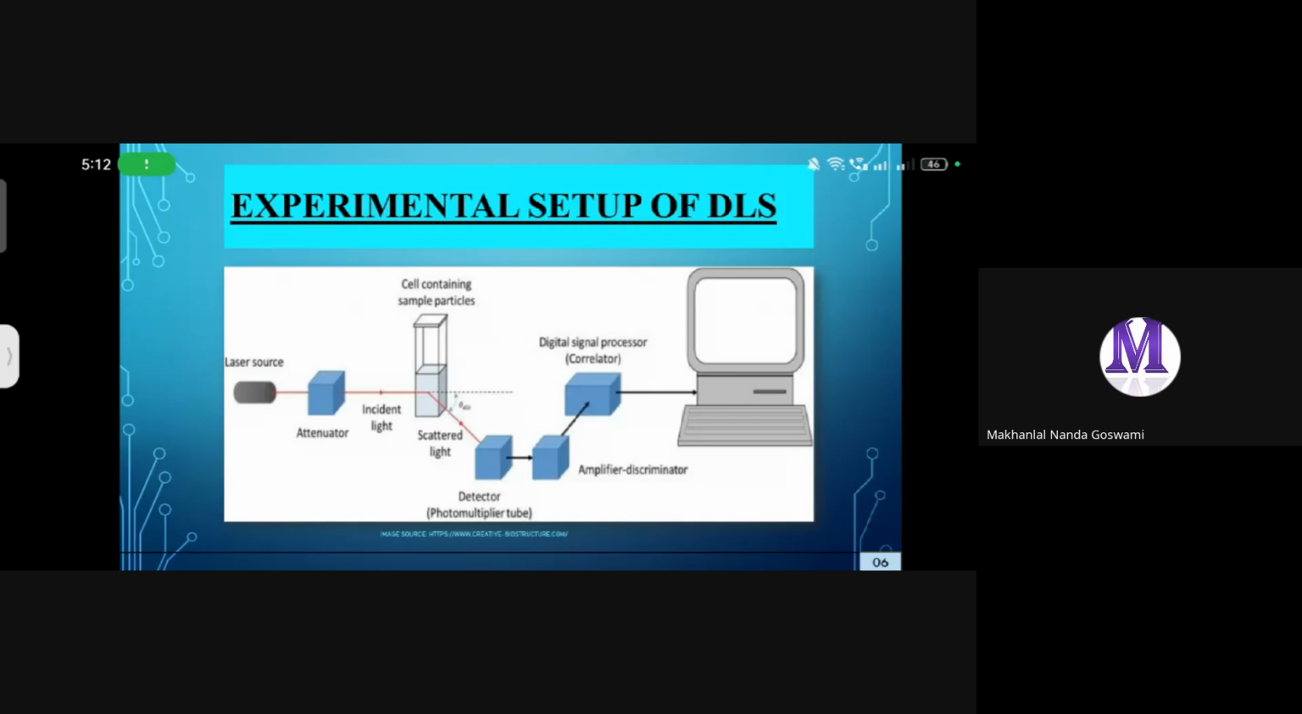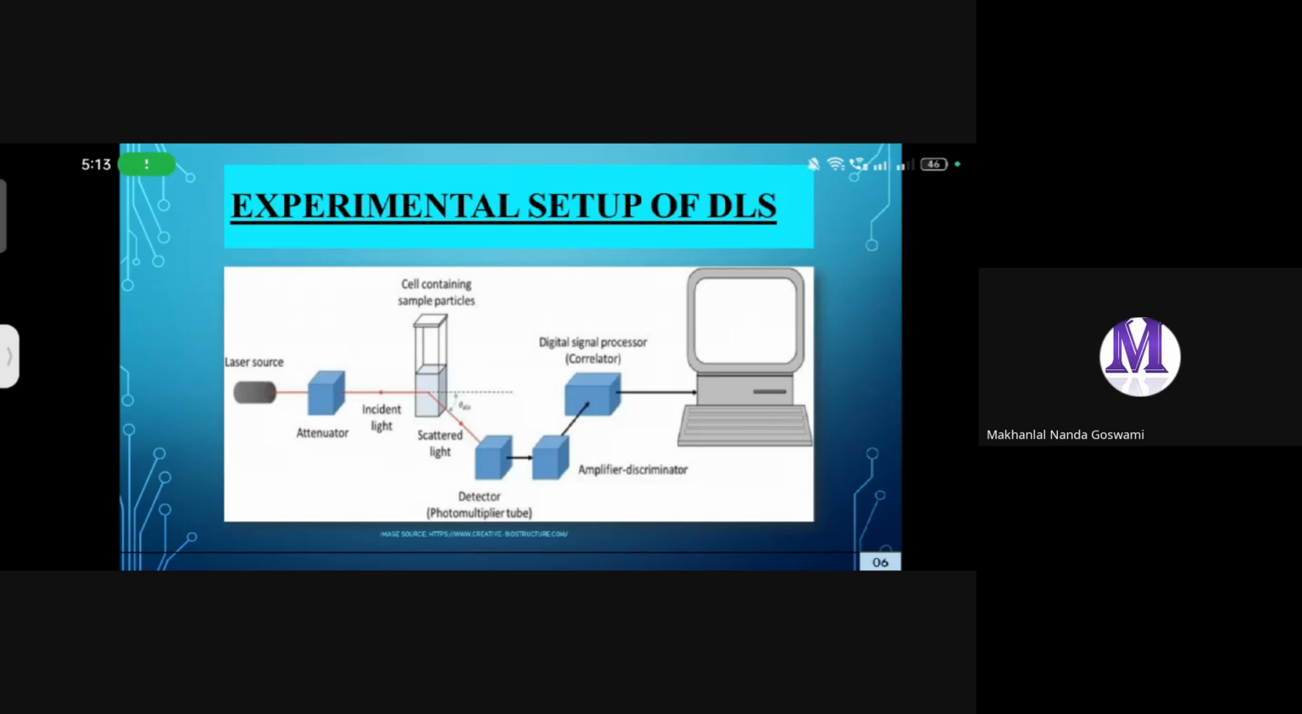So now the scattered light captured by the detector is converted into an electrical signal which is proportional to the light intensity, and these signals are further amplified and filtered through an amplifier discriminator to improve signal quality by reducing the noise. After that, the processed signals are sent to a digital signal processor, which is known as a correlator.